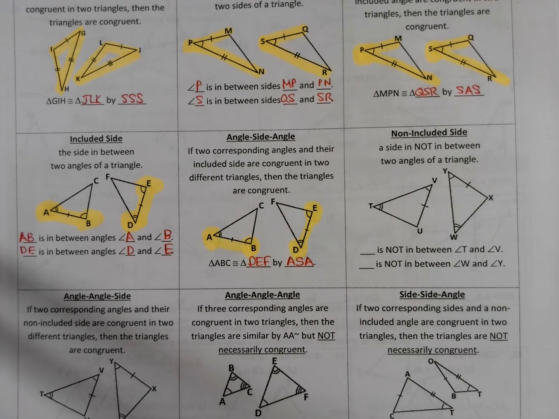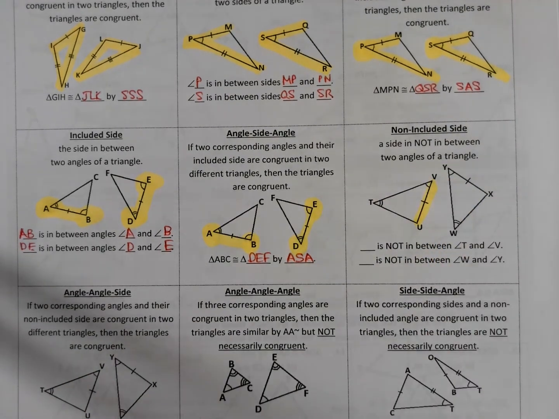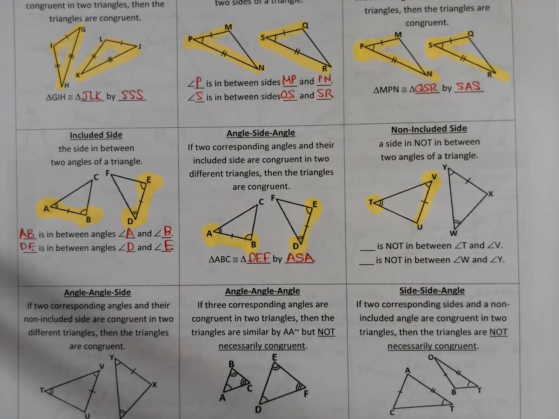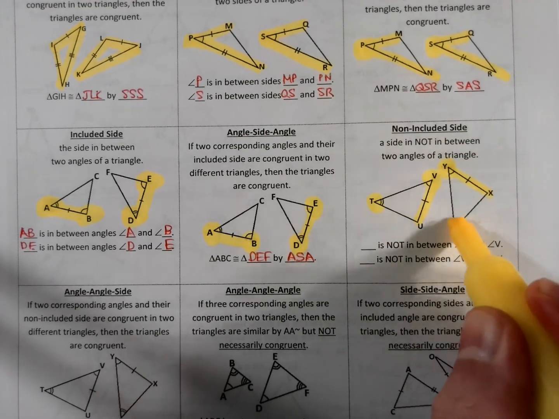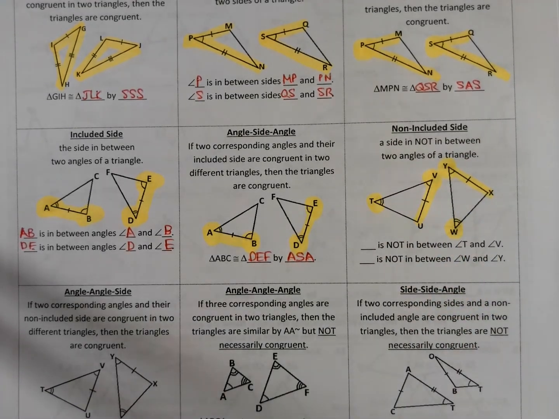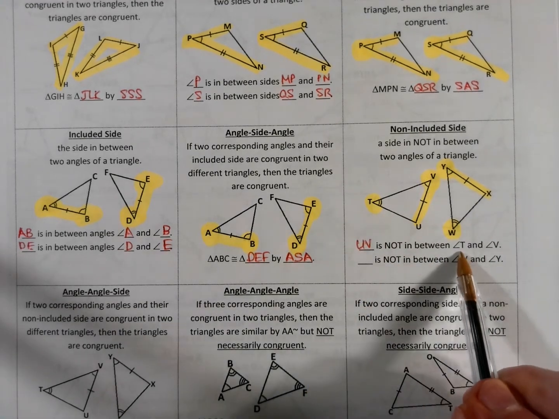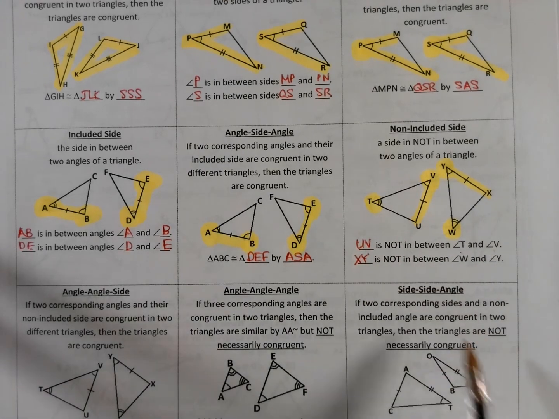Non-included side, a side not in between two angles of a triangle. So here we have UV, and that's not in between angle T and angle V. Here we have XY, that's not in between angle Y and angle W. So UV is not in between angle T and angle V. XY is not in between angle W and angle Y.